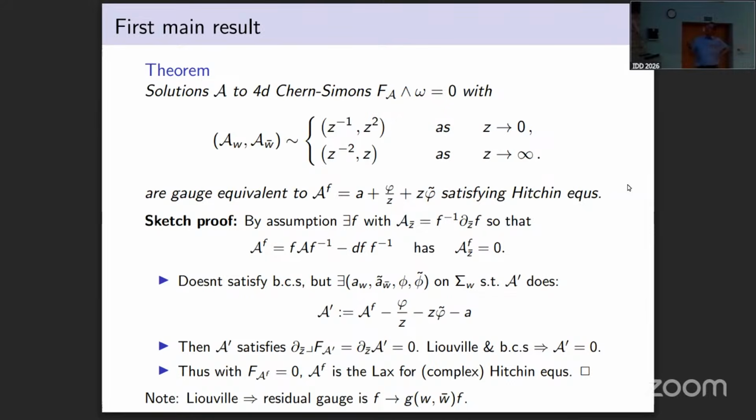And then these are actually holomorphic in Z. And so A prime is holomorphic in Z as well. And the boundary conditions together with Liouville tell you that this A prime actually vanishes. So A prime vanishes, AF is equal to this, and I've written it in such a way that hopefully you can recognize it as the Lax pair for the Hitchin systems. And this F is unique up to functions that are independent of Z. So this reduces now to the standard gauge we expect on the Riemann surface.